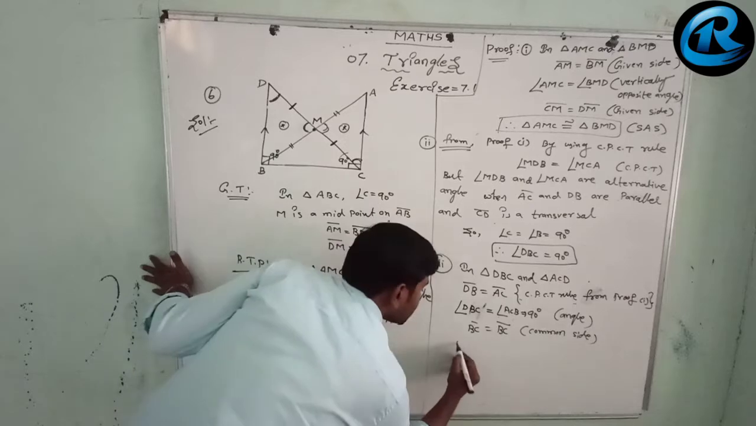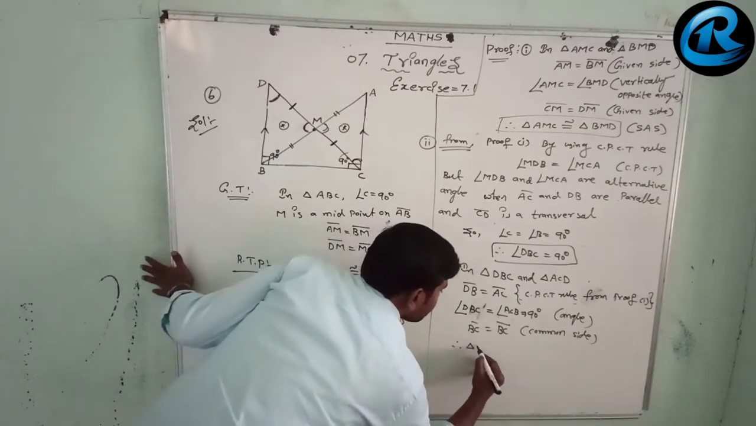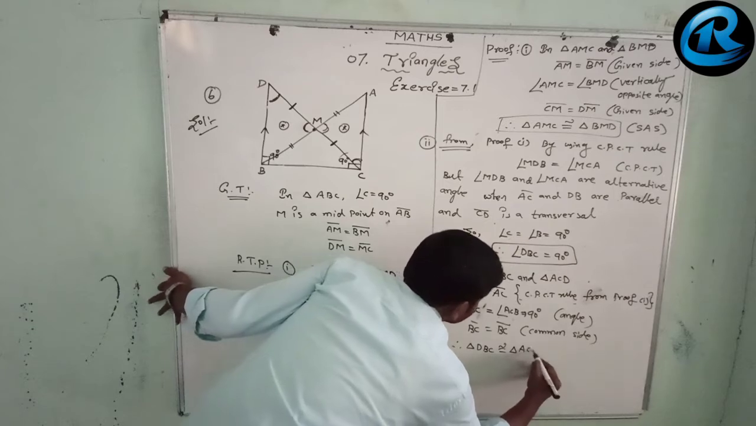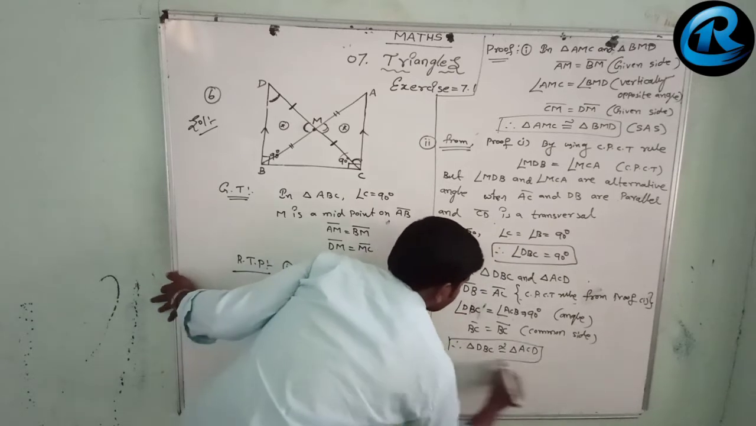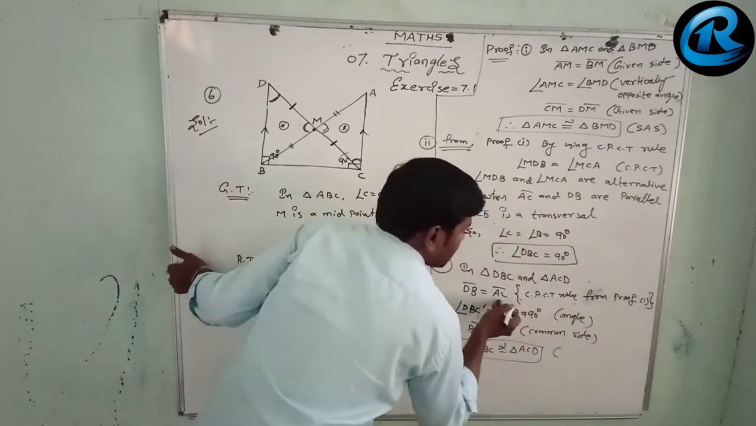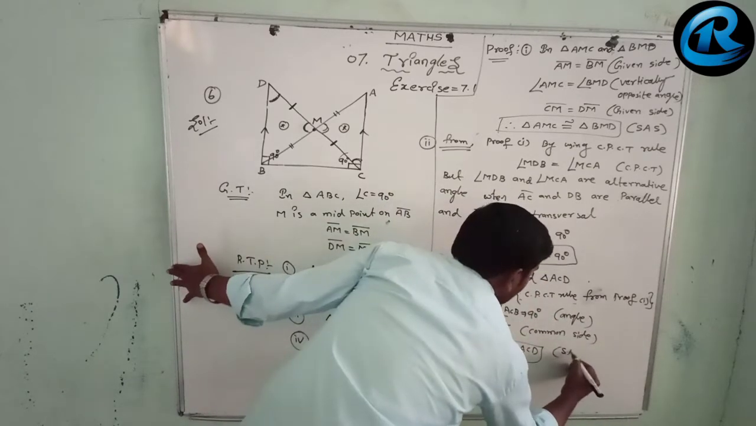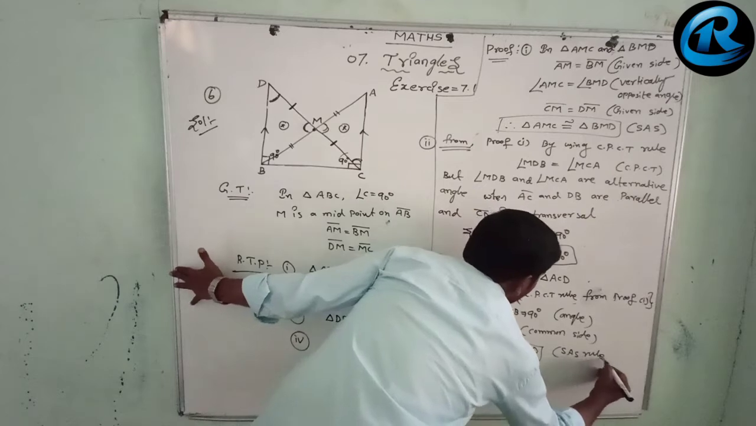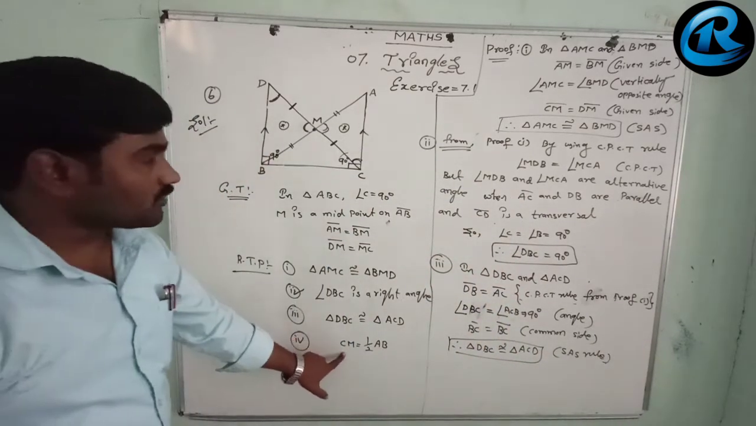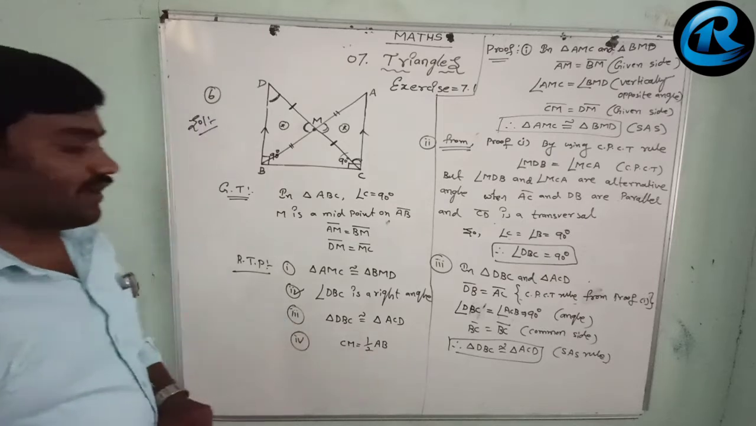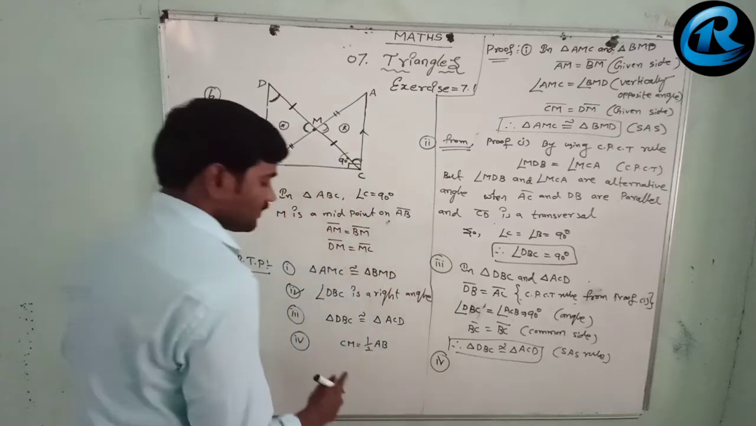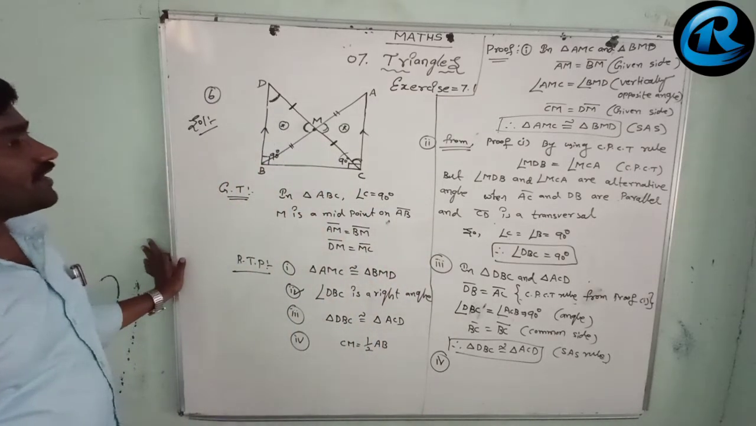Now hence we can declare that the triangle DBC is congruent to triangle ACD by the rule of side angle side rule. This you must mention. Now next we have to prove that CM equal to 1/2 of the AB. Next fourth one, CM equal to half of the AB.